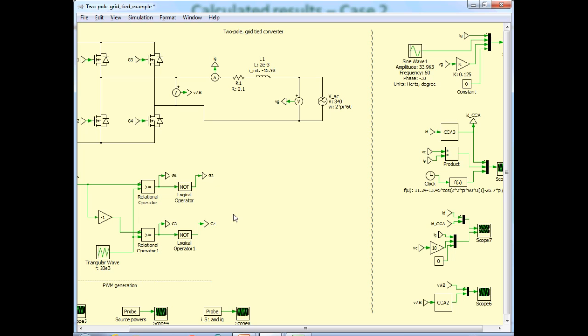Another thing that I should mention before we go into simulation is to give appropriate initial condition for this inductor current, the only state that we have in this example problem. If we give the correct initial condition, then we will reach steady state immediately, right from the beginning, and that reduces the time for which we need to do this simulation.